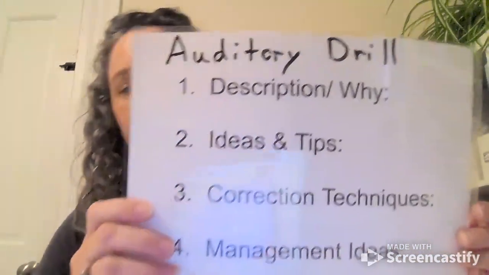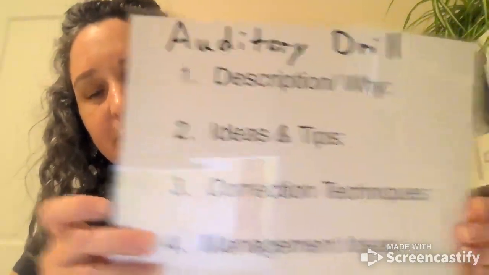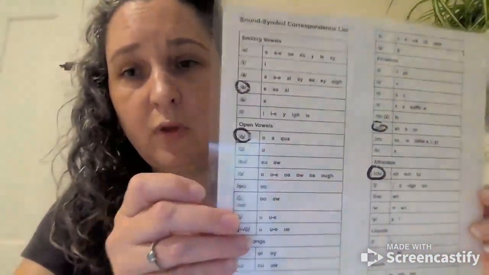All right. Hi, everybody. So this is the auditory drill, and this is part two, ideas and tips. All right. So the first thing is that, as I kind of mentioned in part one, as the students go through a sequence and they're taught new concepts, the graphemes often increase for each of the phonemes.